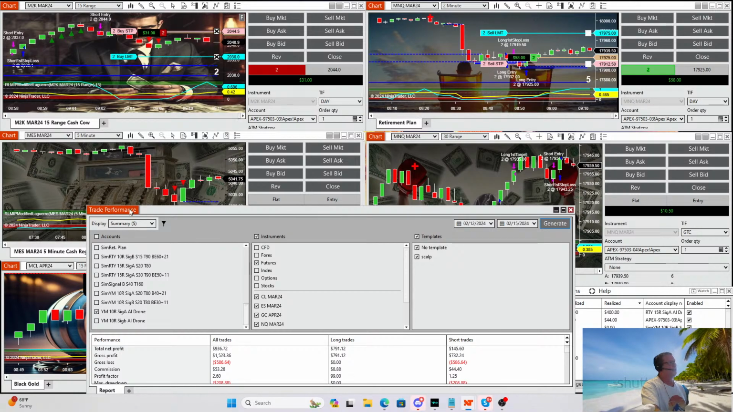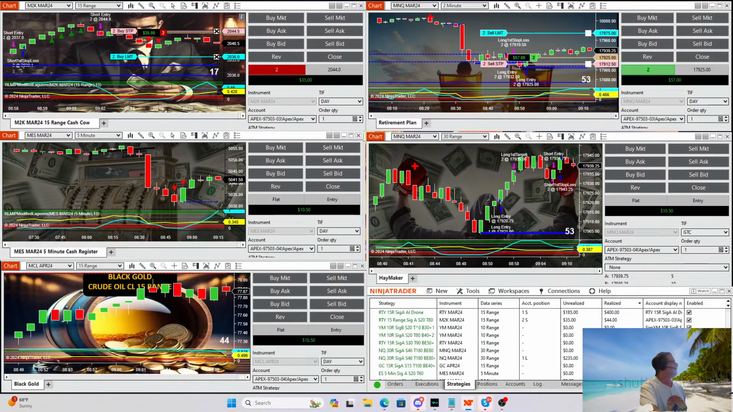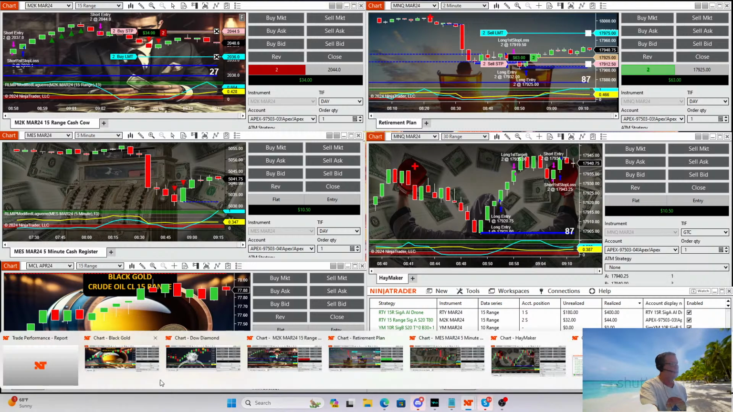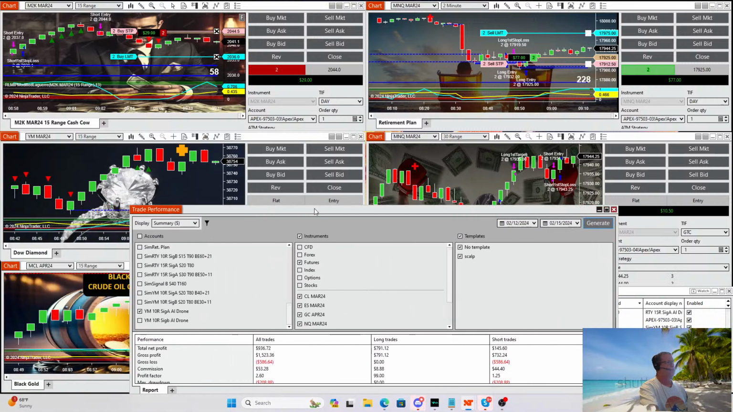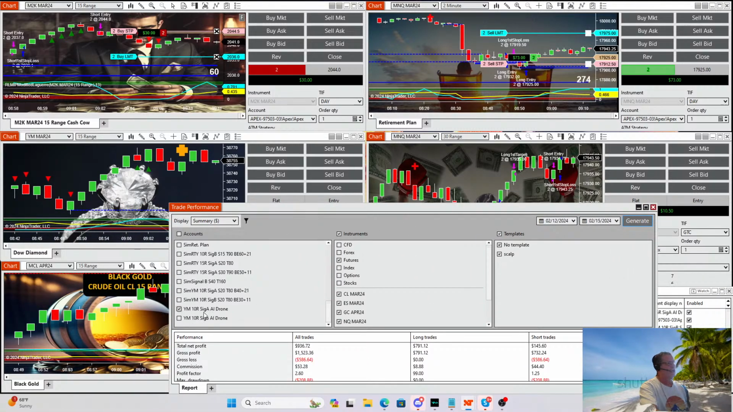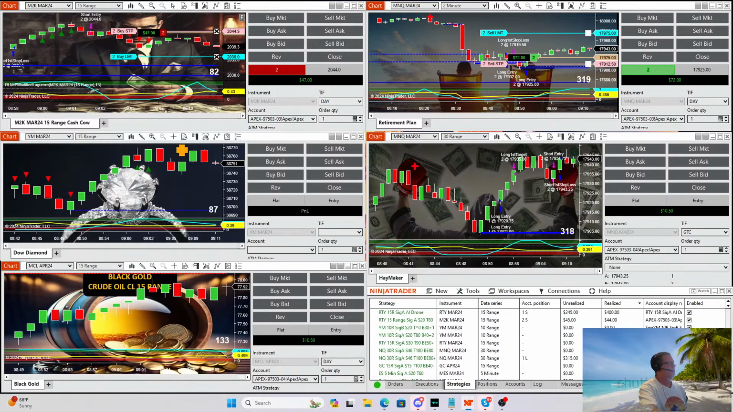So if I wanted to put that one on my Apex account, let me see if I can find my diamond. Here it is. So what I could do is I can find that strategy. The strategy's name was the YM 10 range Signal AI drone. So it's the 10 range YM.